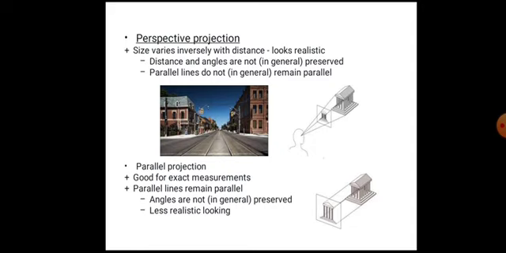Next one is parallel projection. For parallel projection, we say that it is good for exact measurements. Parallel lines remain parallel in parallel projection, but angles are not preserved and it is less realistic looking. Parallel projection method is used in drafting to produce the front, top and side views of an object.